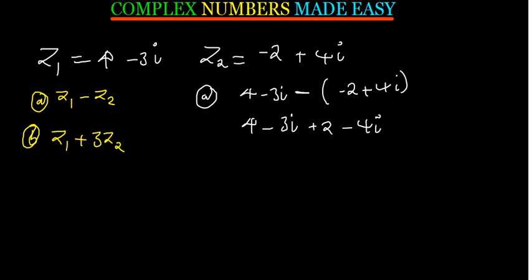And then now add like terms. 4 plus 2 is 6. Negative 3i minus 4i will be negative 7i. So this is how you work out this complex number, just as direct as that.